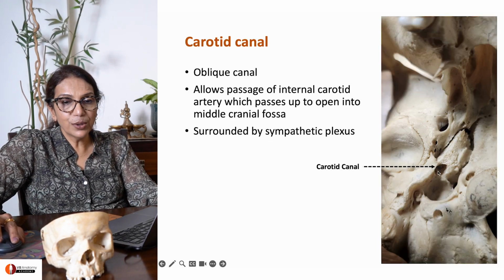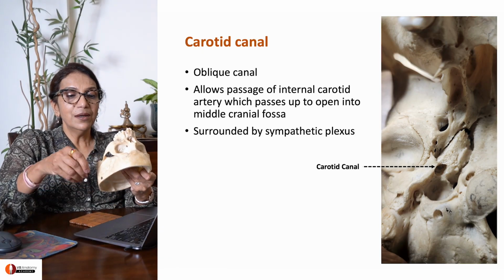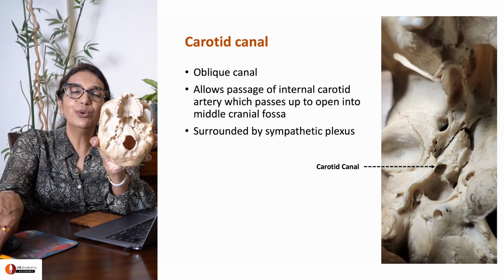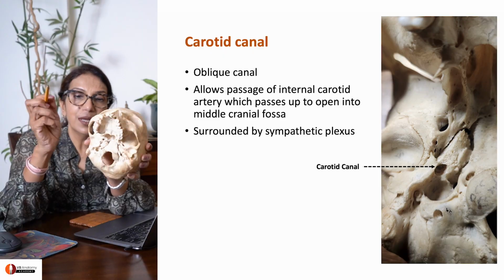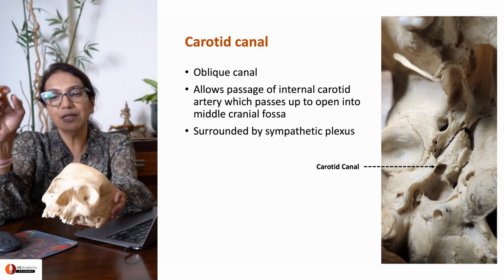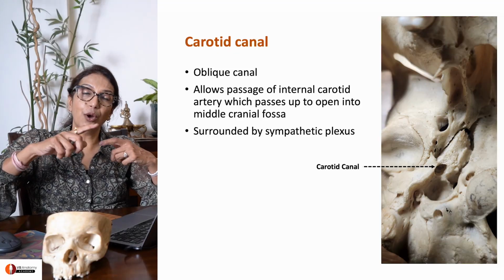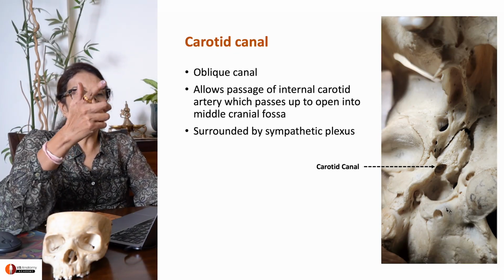Here you're seeing a carotid canal. Just remember, carotid canal, you can never look through and through it. If you look at it now also, you cannot go through and through. Like in the foramen ovale, foramen lacerum, you can see through and through. Carotid canal, you cannot see through and through because it's an oblique canal. So you can't look at it from one end and expect to look at the other end.